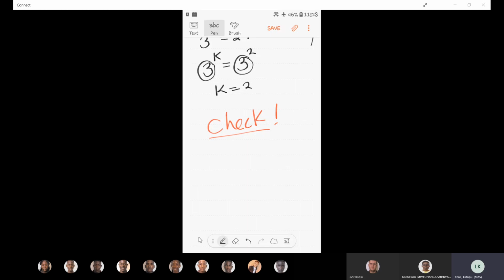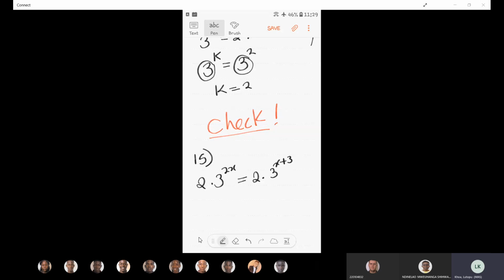Okay, that was number 12. I don't know why I did an even numbered question. So I was supposed to do number 13, but you can do number 13 and then number 15. Number 15, we have 2 times 3 to the power of 2x. And this is equal to 2 times 3 to the power of x plus 3.